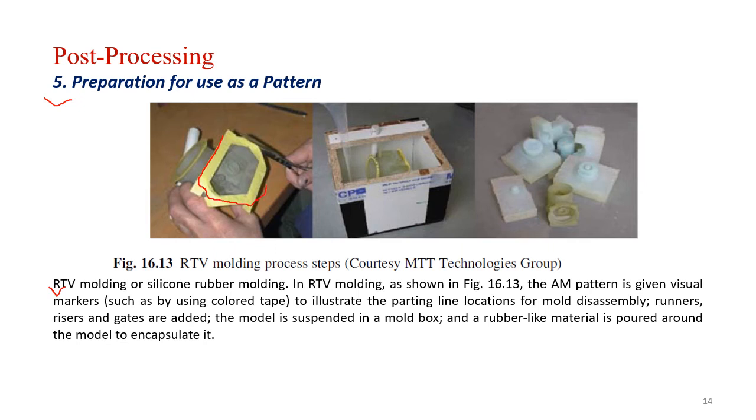Then we are going to locate it for the mold assembly, and here the runners and riser gates are added to this. Then the mold is supported in the mold box, meaning it is floated in the mold blocks, and a rubber-like material is poured into this.